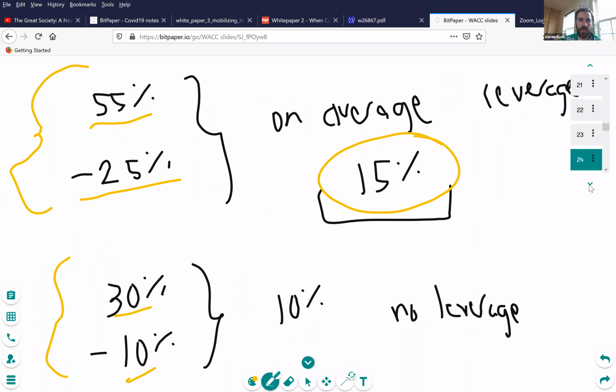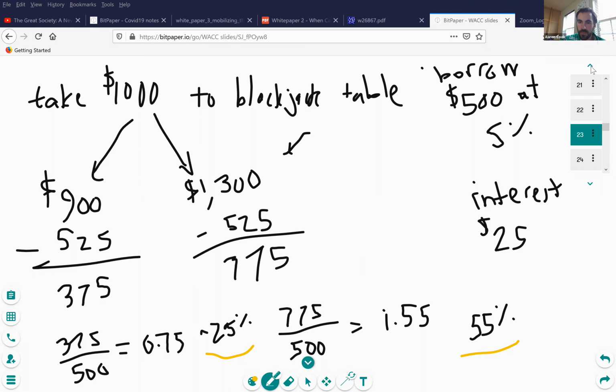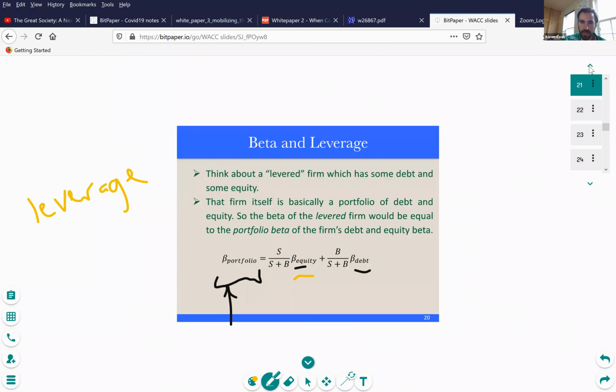So are there any questions about that scenario I just painted out? We'll go over some more of this relationship between leverage and beta later on. We'll cover that a little bit more. But does the intuition of that example make any sense? Right. Okay.